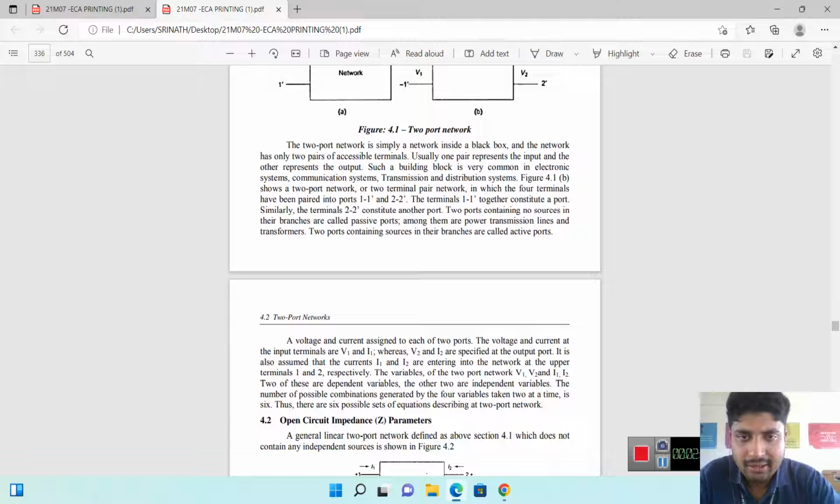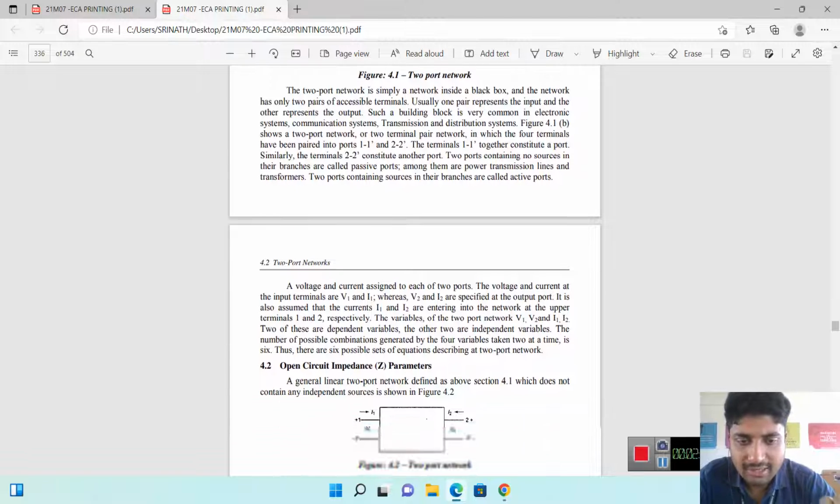Let us see. In this diagram we have the voltage and current assigned to each port. At the input port we have V1 and I1. At the output port we have V2 and I2. It is assumed that I1 and I2 are entering the network, so the signal is entering at the upper terminals 1 and 2. Also, the voltages and currents are dependent and independent variables. The two types of variables are present: the first is independent and the other is dependent. These combined form a two-port network.